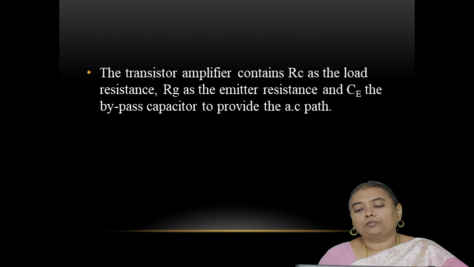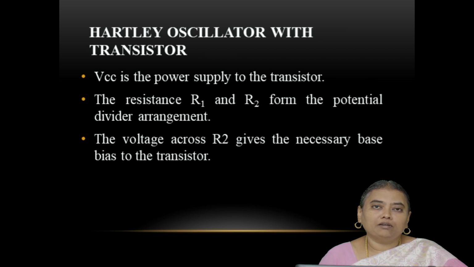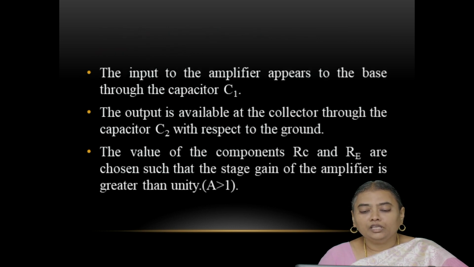The transistor amplifier contains RC as the load resistance, RE as the emitter resistance, and CE is the bypass capacitor to provide the AC path. VCC is the power supply to the transistor. The resistances R1 and R2 form the potential divider arrangement. The voltage across R2 gives the necessary base bias to the transistor. The input to the amplifier appears at the base through the capacitor C1. The output is available at the collector through the capacitor C2 with respect to the ground.